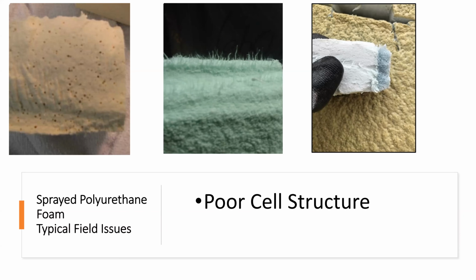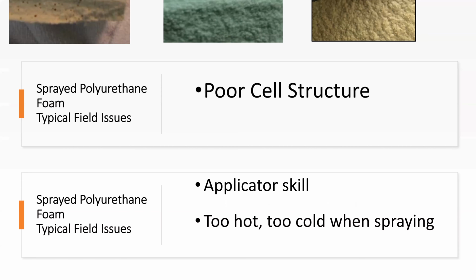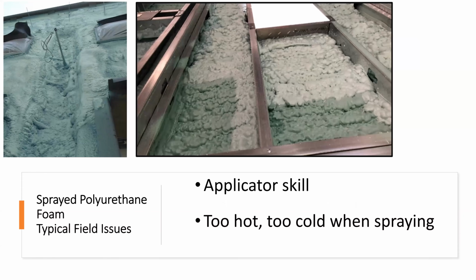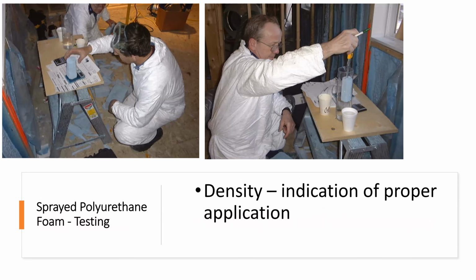So poor cell structure is a good indication of how it's been supplied. Now, if we look at it visually, this gives us an idea of the skill of the installer. If it looks like a dog's breakfast, that is a good indication that whoever was spraying it either wasn't trained properly or didn't have their equipment settings right. So just visually looking at it, you can get a story if it's good or not.